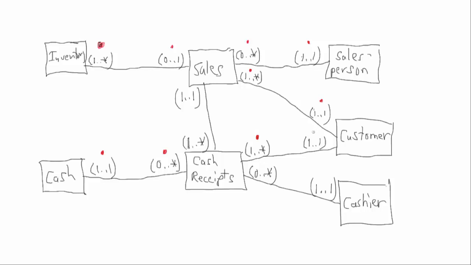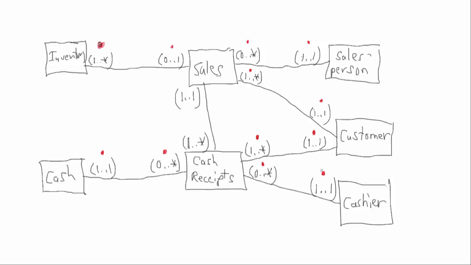An individual cash receipt is only going to be involved with one and only one customer. Finally, cash receipts to cashier. We may have some cashiers that customers never go and interact with, so there's a possibility that a cashier would never process a cash receipt, but most cashiers will probably process many cash receipts. On the other hand, an individual cash receipt is going to be processed by one and only one cashier.